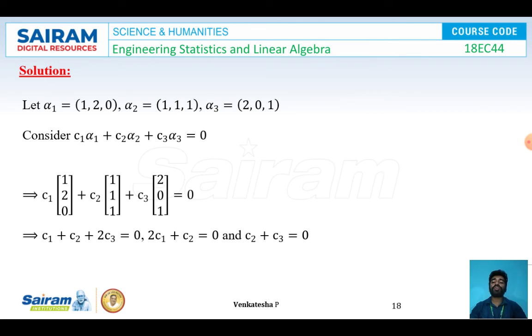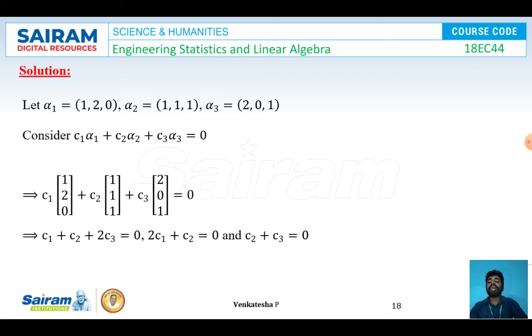So first I'm going to check whether this set S of vectors is linearly independent or not. I'm going to consider alpha 1 is equal to (1, 2, 0), alpha 2 is equal to (1, 1, 1), alpha 3 is equal to (2, 0, 1). So take the equation c1 alpha 1 plus c2 alpha 2 plus c3 alpha 3 is equal to 0. So it will be c1 into (1, 2, 0) plus c2 into (1, 1, 1) plus c3 into (2, 0, 1) is equal to 0.